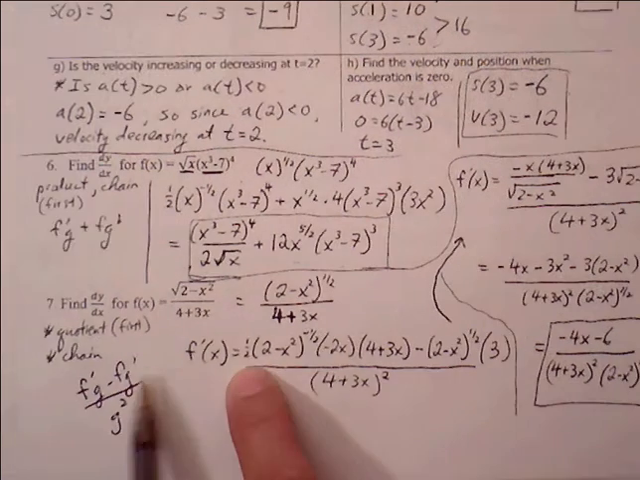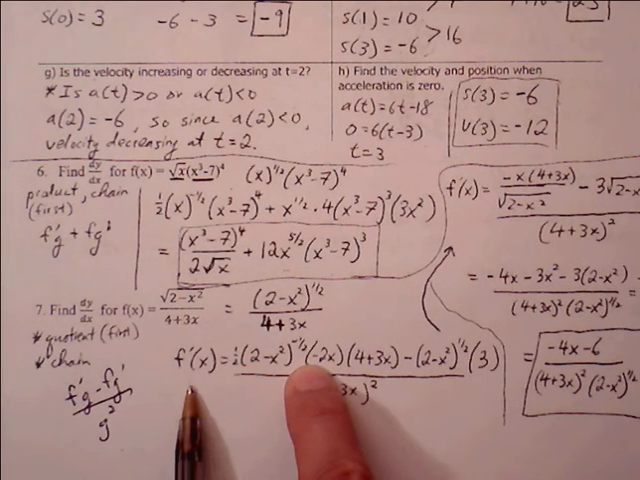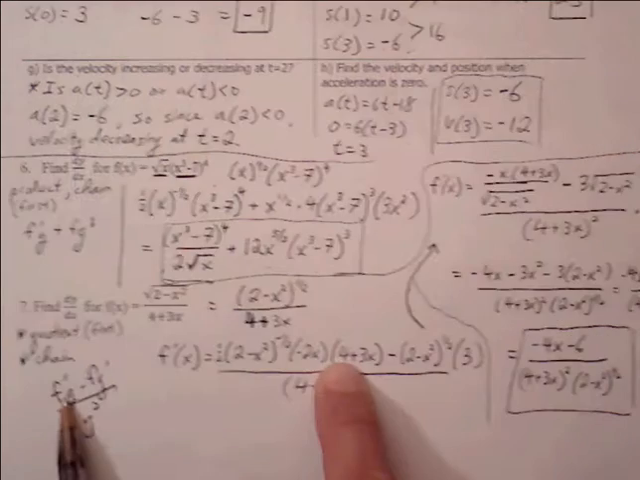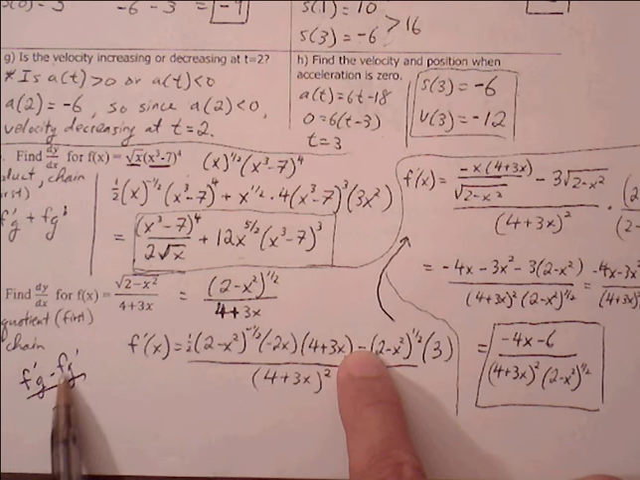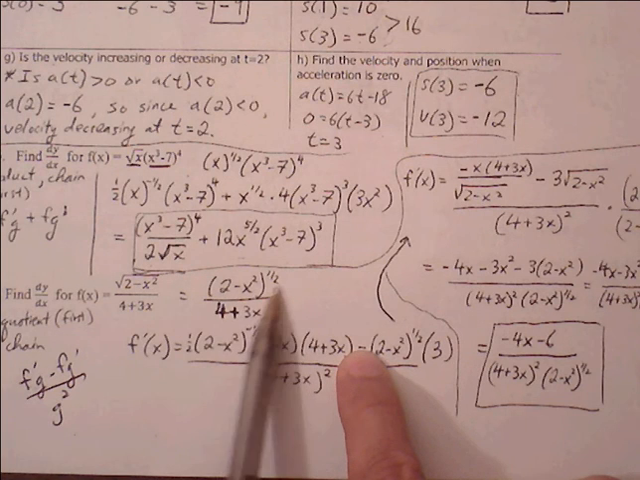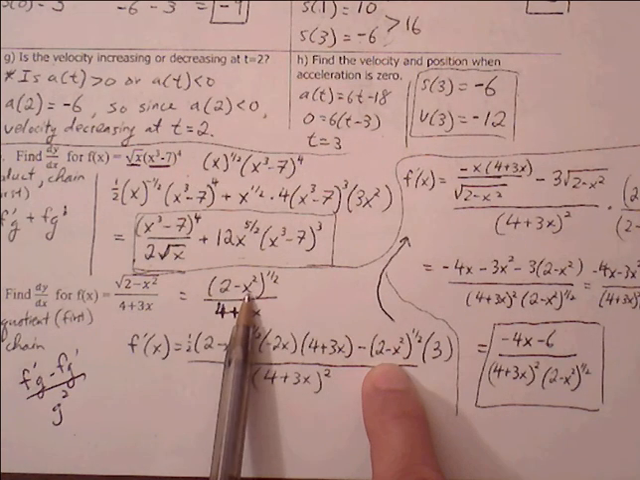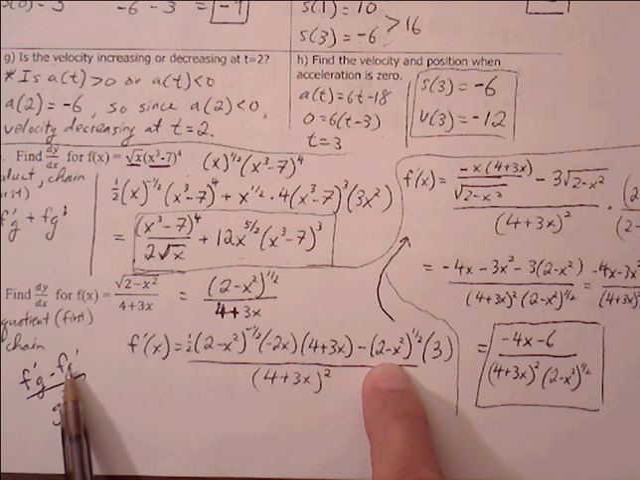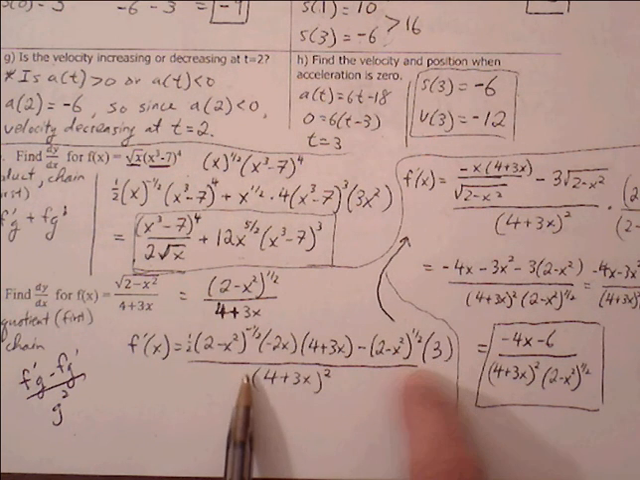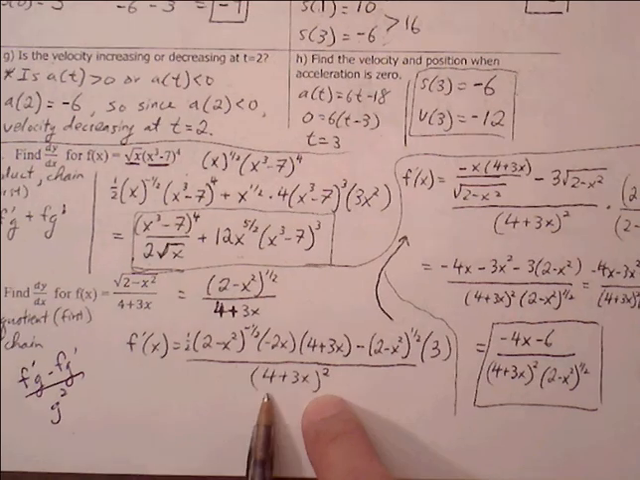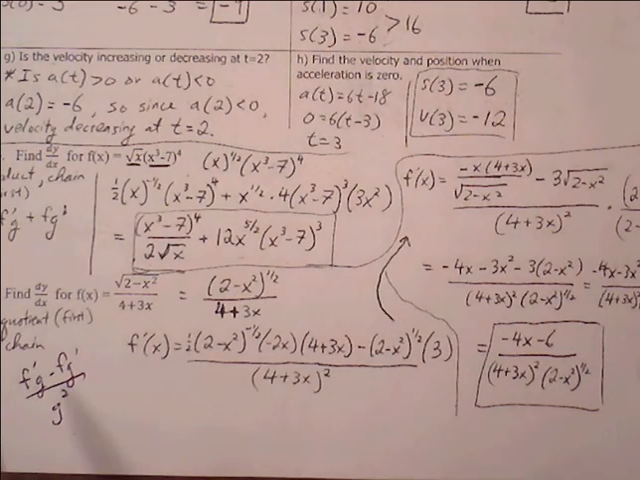So f prime, we found that, times the g function. So the g function is the original denominator, so that's the 4 plus 3x, minus f, the original top function, so (2 minus x squared) to the 1/2, times the denominator's derivative, so g prime. So the derivative of 4 plus 3x: 4 goes to 0, 3x goes to 3. Okay, all over the denominator squared, so (4 plus 3x) quantity squared.